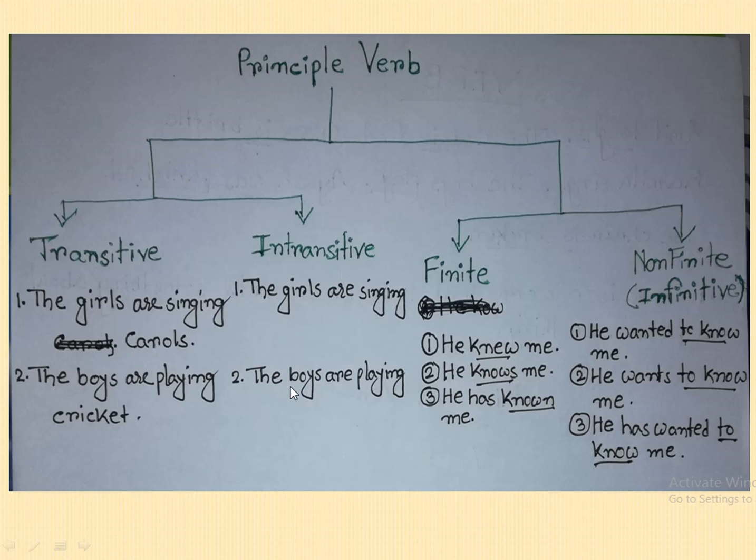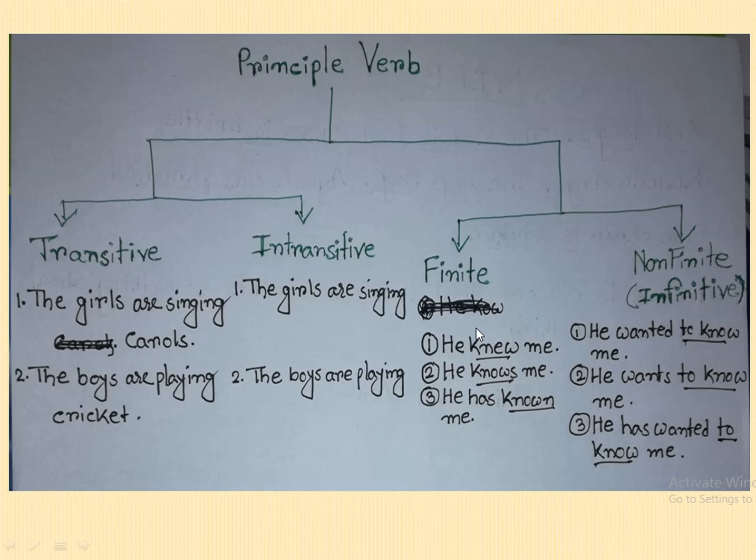Now look at the second sentence, the boys are playing. The sentence is finishing here. It is not certain what the boys are playing. They might be playing cricket, football, or hockey. So this is not clear. It means this is intransitive, there is no object.